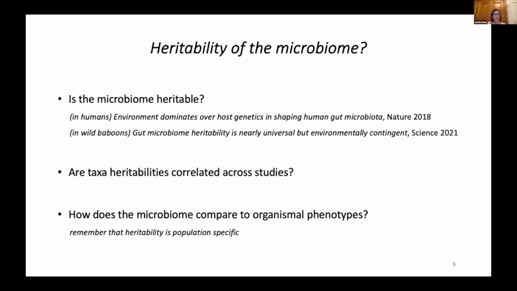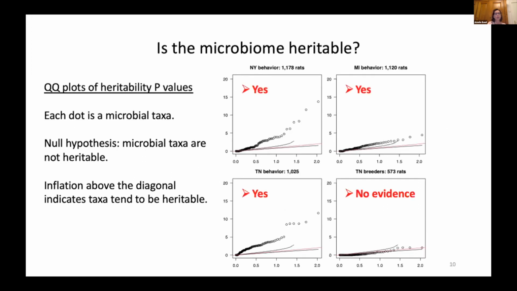Because we can compare across studies, it's interesting to ask whether the taxa heritabilities are correlated in 2 different centers. And also, how does microbial heritability compare to organismal phenotypes? Because we need to remember that heritability is population specific. For example, if you get a population with recombinant inbred strains and you get 100 replicates per strain, you will have a very, very strong heritability, but that doesn't mean much in itself. I think what's really interesting is to compare with other phenotypes collected in the same population and animals in that case. So first question, is the microbiome heritable?